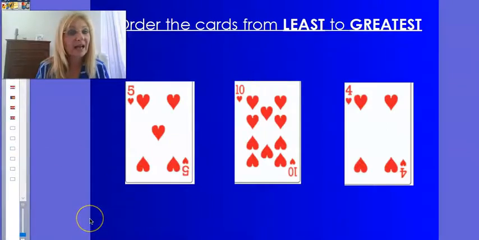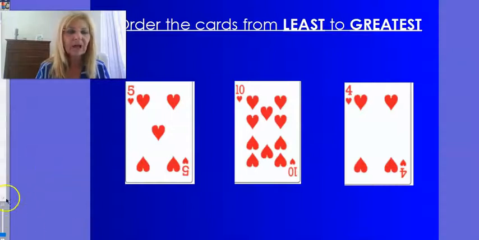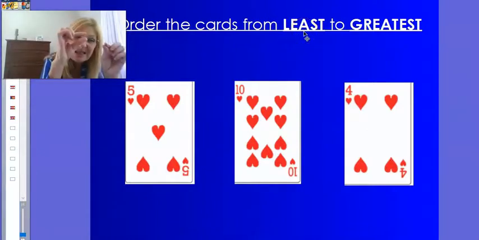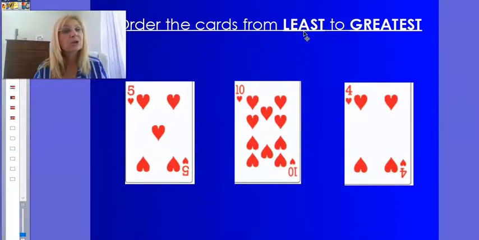Let's look right here. You see I have some playing cards. On the first one, I have the number 5. You see it has 1, 2, 3, 4, 5 on it. This one says 10, and this one says what? 4. Yes, 1, 2, 3, 4. Now, if I wanted to order these, that means put them in order from the one that is the least. That's this word right here, least. That means the smallest, the tiniest, to the greatest, the biggest. That means the largest number. How would I do that?